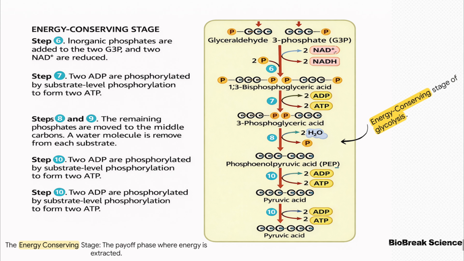I see that. Because we split our 6-carbon sugar into those 2 3-carbon molecules earlier, right? Exactly. Every enzyme, every reaction, and every single payout from here on out gets doubled. We are officially tracking 2 3-carbon molecules, our GAPs, simultaneously.